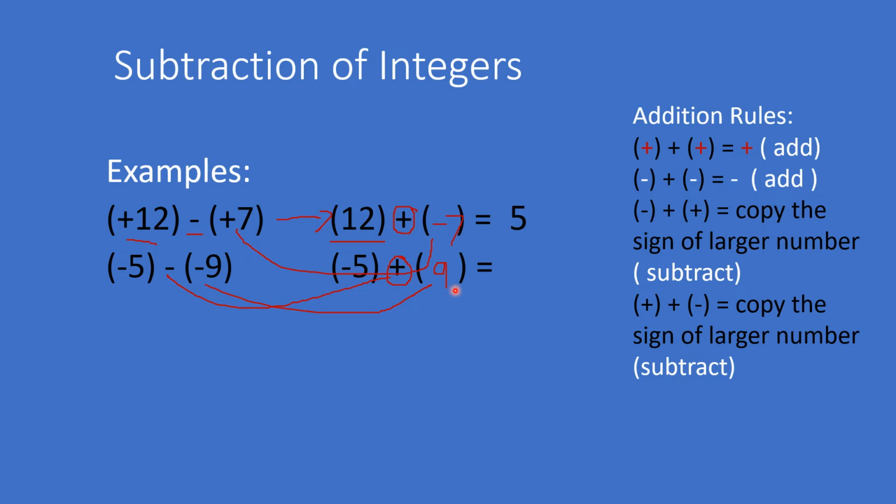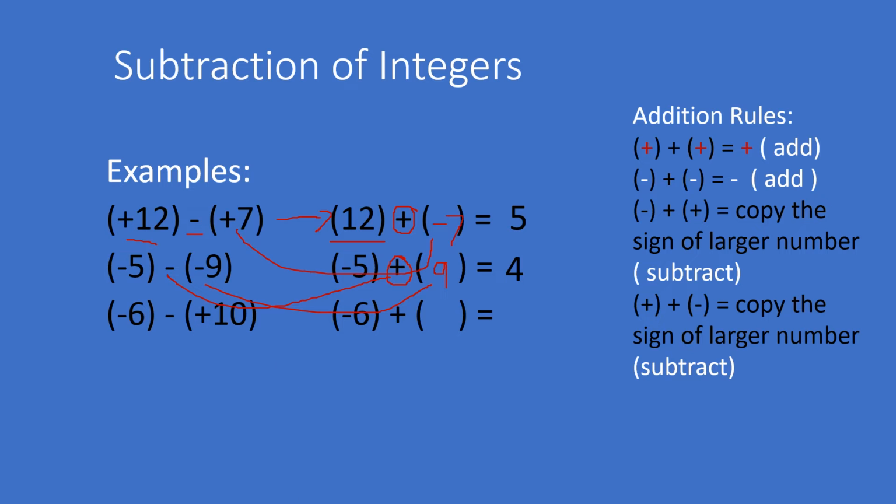plus 9. So again, the signs are not the same. One is negative, the other one is positive, so subtract. 9 minus 5, that is 4. And copy the sign of 9 because 9 is larger than 5. So positive 4. Next, negative 6 minus positive 10.